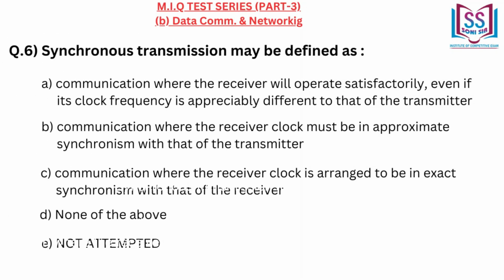Synchronous transmission may be defined as A. Communication where the receiver will operate satisfactorily even if its clock frequency is appreciably different to that of the transmitter. B. Communication where the receiver clock must be in approximate synchronism with that of the transmitter. C. Communication where the receiver clock is arranged to be in exact synchronism with that of the transmitter. D. None of the above.